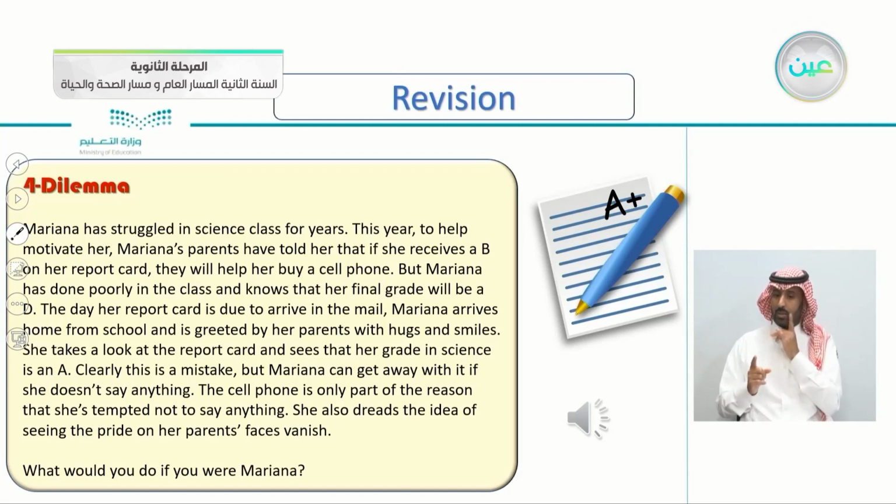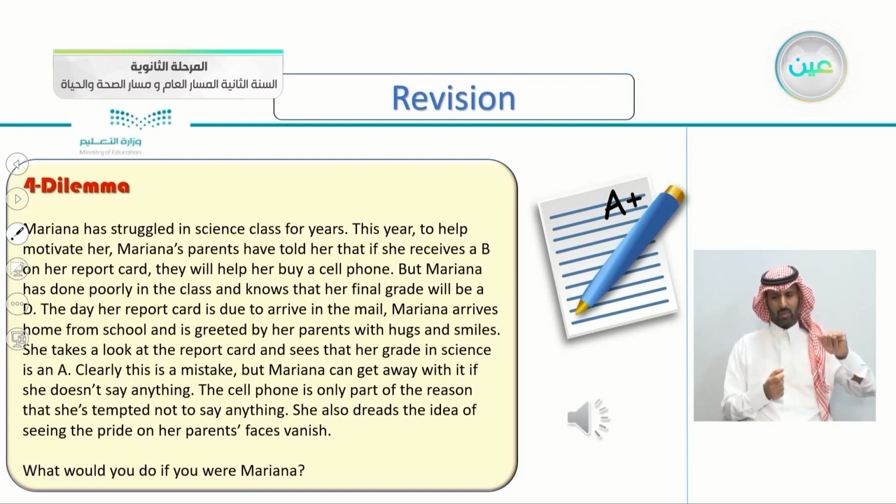She takes a look at the report card and sees that her grade in science is an A. Clearly this is a mistake, but Mariana can get away with it if she doesn't say anything. The cell phone is only part of the reason that she's tempted not to say anything. She also dreads the idea of seeing the pride on her parents' faces vanish. What would you do if you were Mariana?